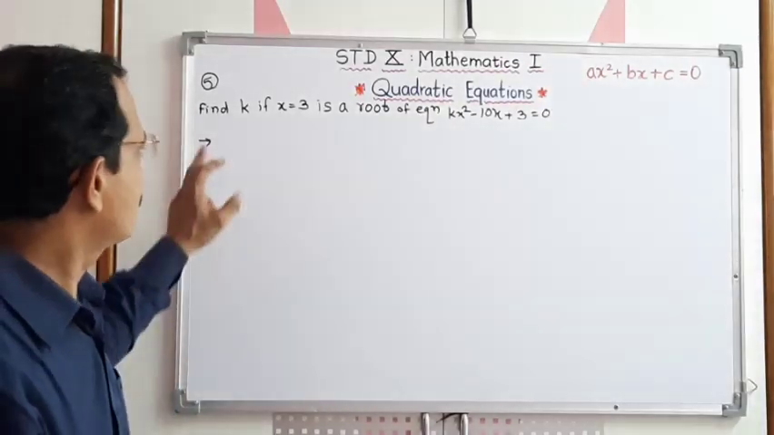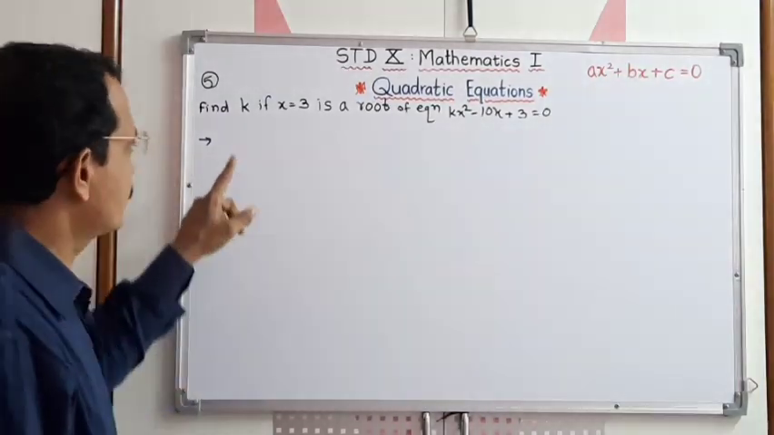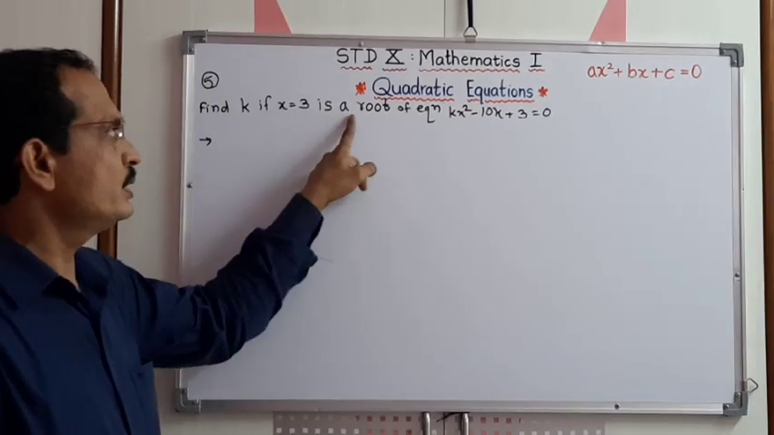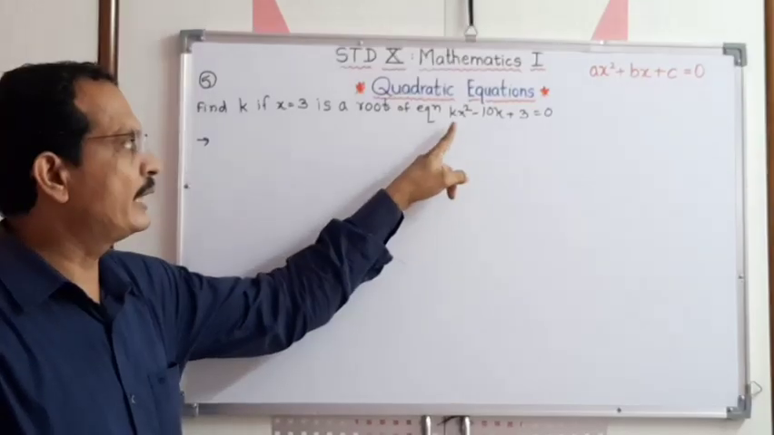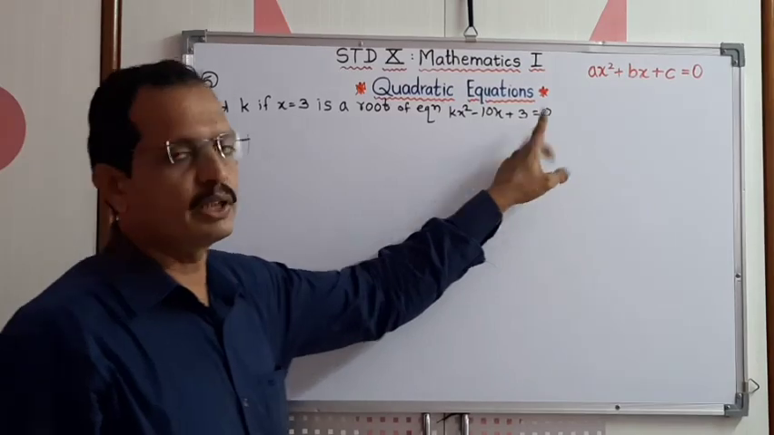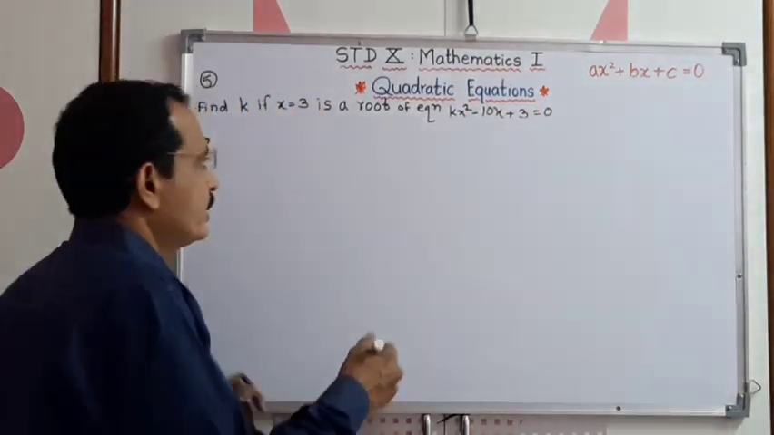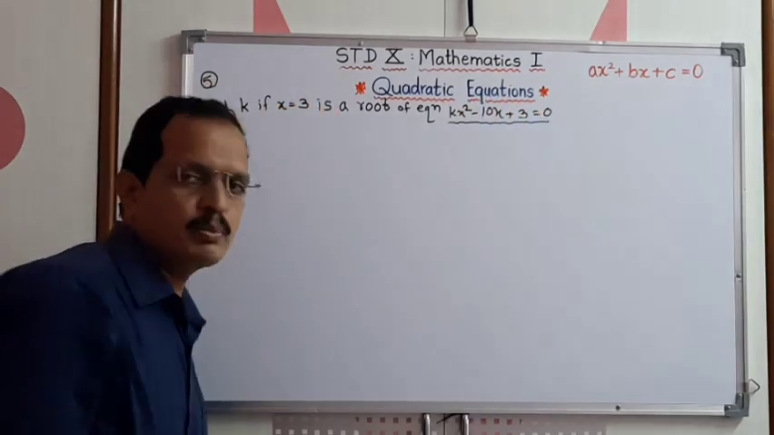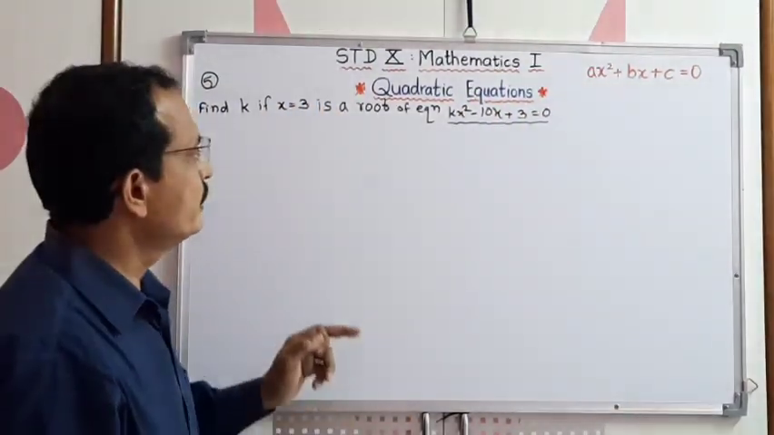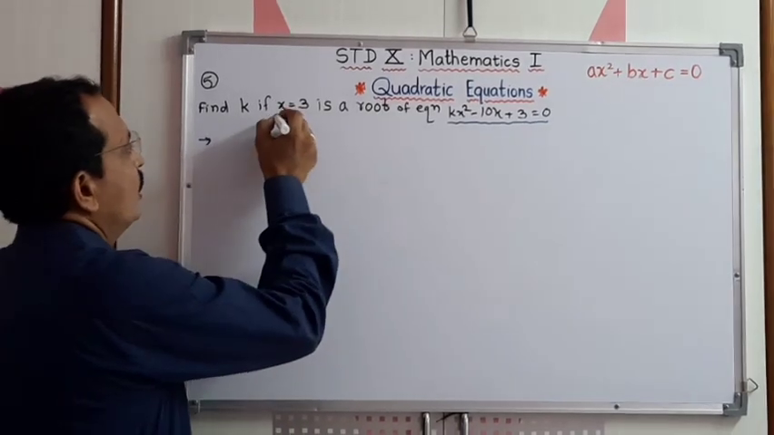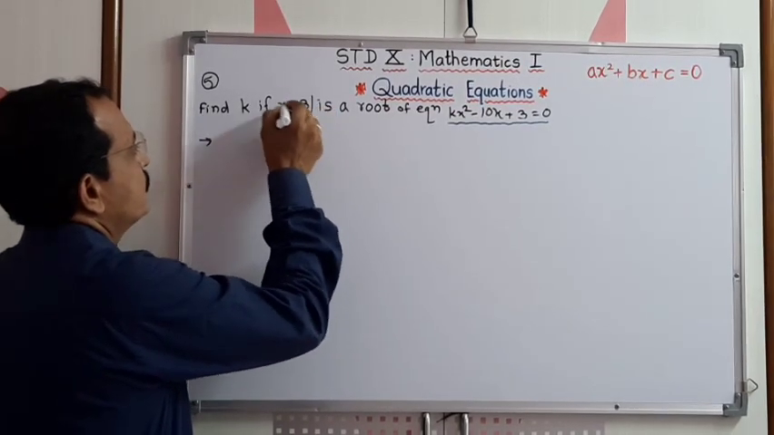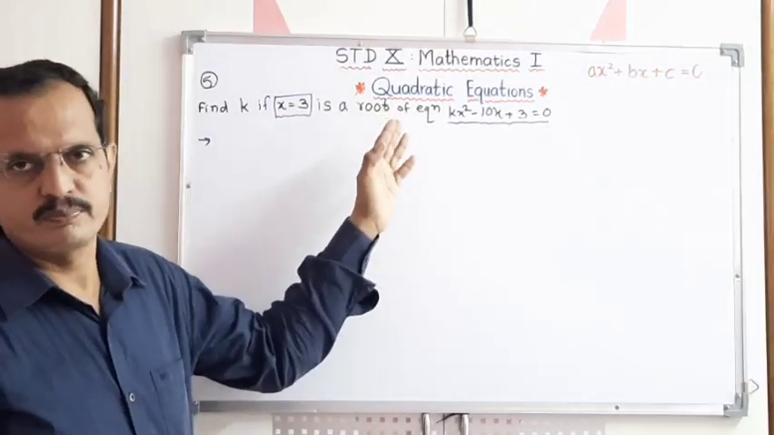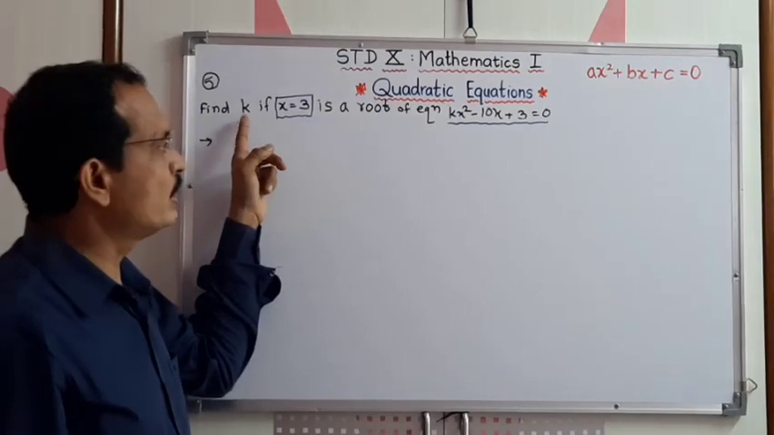Now see the question number 5.1. Find k if x is equal to 3 is a root of equation kx square minus 10x plus 3 equal to 0. One equation is given, kx square minus 10x plus 3 equal to 0. In this equation, x is equal to 3 is the root of this equation, it is given. And we have to find out the value of this k.